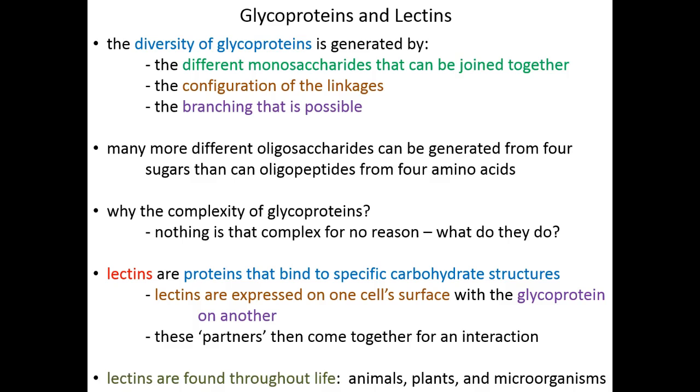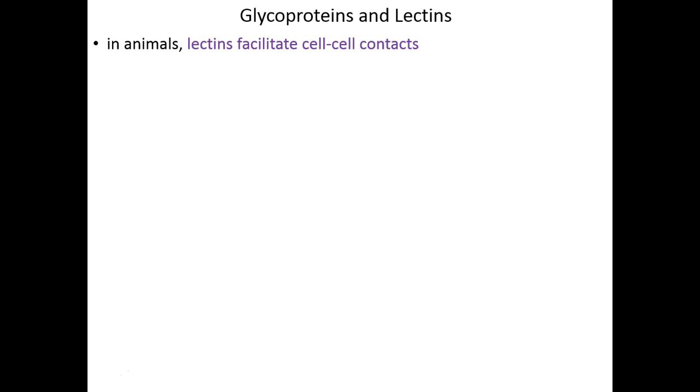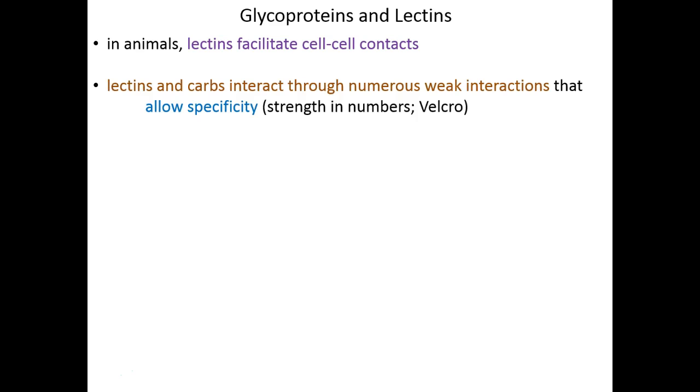That interaction is very, very tight and very specific. Lectins are found all throughout life. Animals have lectins, microorganisms have lectins, plants have lectins, and lectins are always for the recognition and binding to glycoproteins. Glycoproteins talk to other cells and send their messages due to the lectins they can interact with. In animals, lectins are primarily dedicated to cell-cell adhesion, cells connecting to one another.